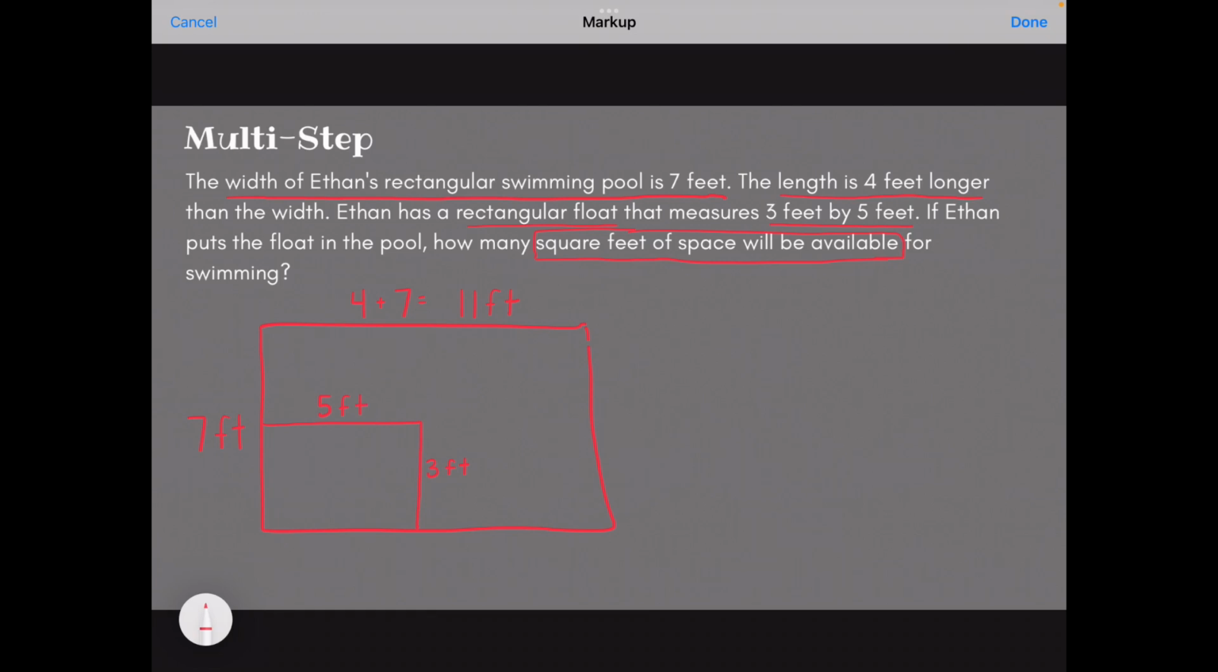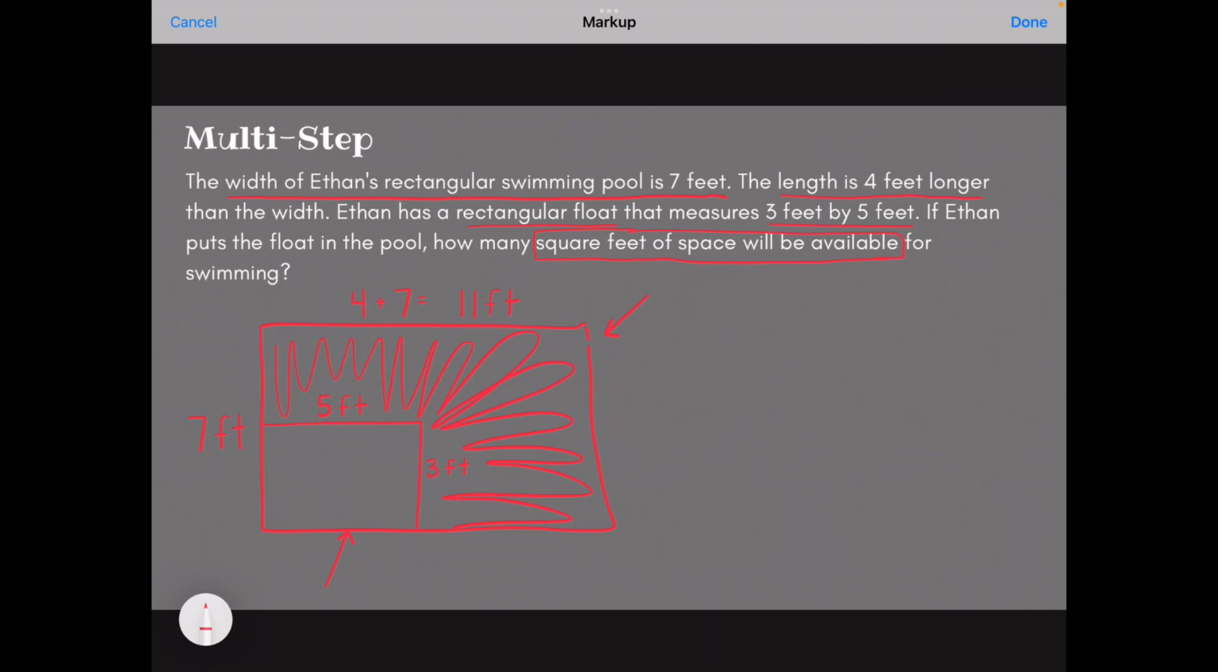Now I need to understand what operation to do next. I want to figure out if that floaty is in the pool, how much more space is left over for swimming. So I'm going to take the area of the pool and subtract the area of the floaty to find out the area that's left over.